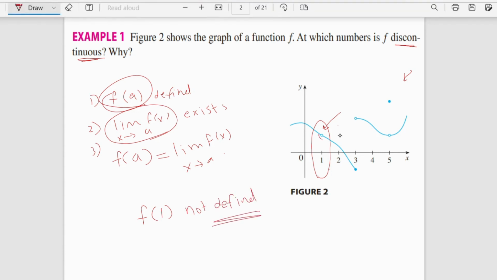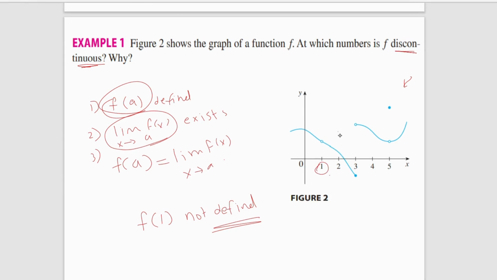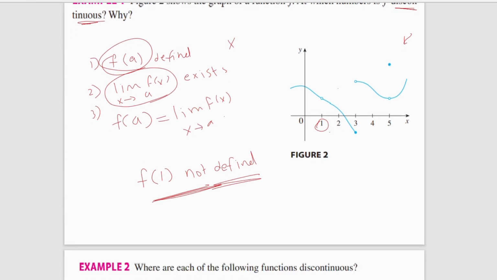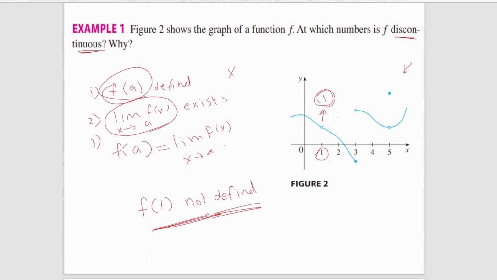So we don't have a value. You can't see a value at x is equal to 1. So in this case, the first condition is not satisfied. Therefore, it's discontinuous. It's discontinuous because of the first condition. Okay, and then we have additional discontinuity at x is equal to 3.